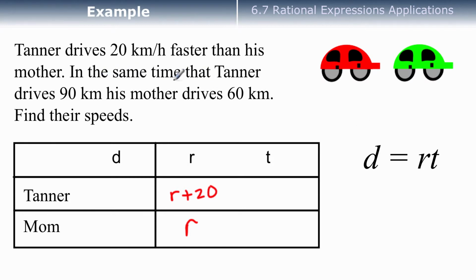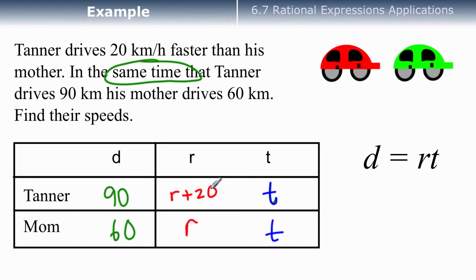In the same time that Tanner drives 90 kilometers, his mom drives 60 kilometers. But they said the same time. That's an important piece right there, the same time. So here, the time for each of them is the same. Maybe we'll just call it, I'll use a different color, we'll just call it T.